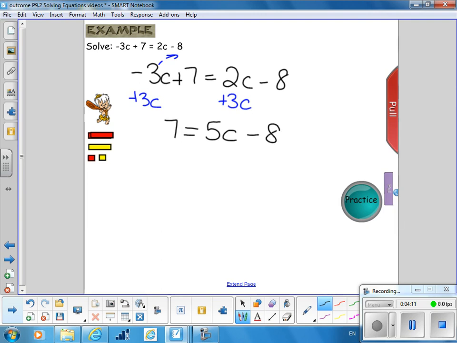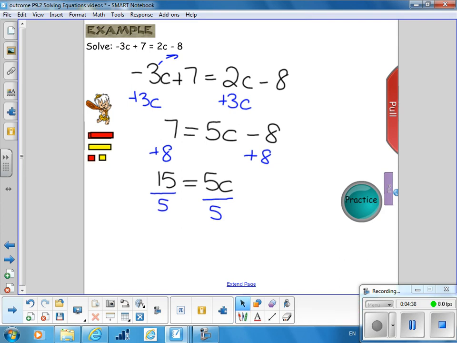Now our goal is to get the c by itself. So we need to move that negative 8. Inverse of a negative is addition. So we're going to add 8 to both sides. 7 plus 8 is 15. We'll have 5c. And then negative 8 plus 8 is 0, so that is gone. 5c means 5 times c, and the inverse of multiplication is division. So I'm going to divide both sides by 5. 15 divided by 5 is 3. 5 divided by 5 is 1, so we're just left with 1c or c.